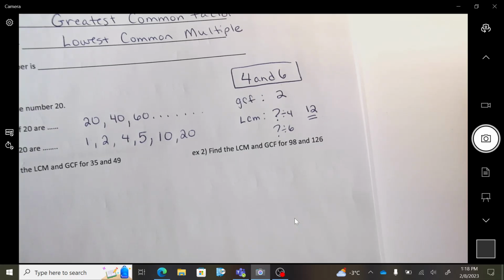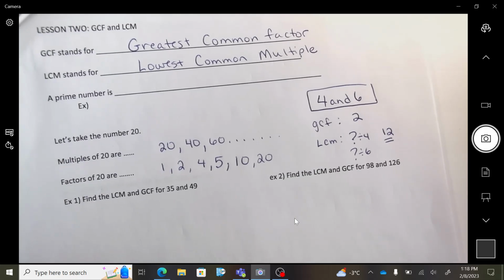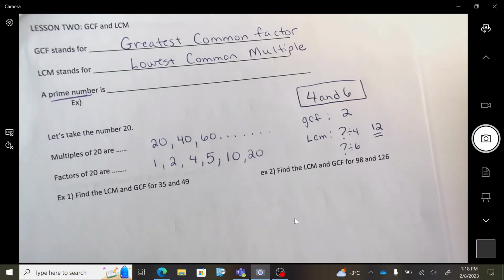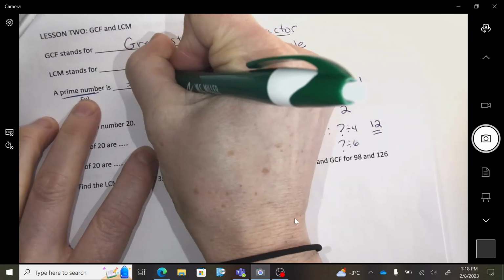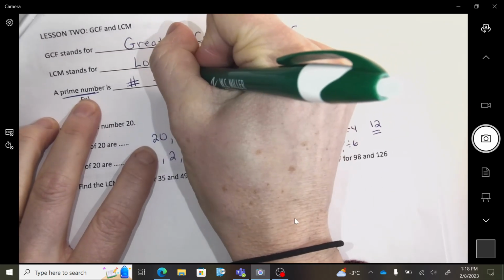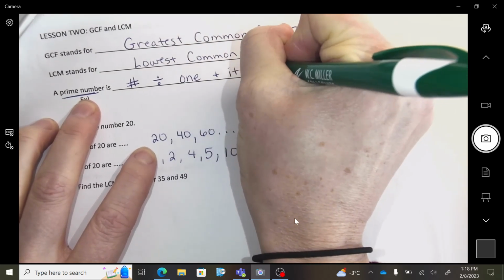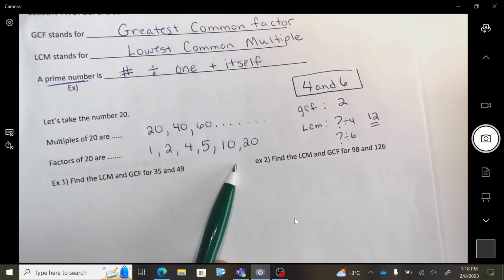Then we are going to need to know what a prime number is. Have you heard that term before somewhere? Prime number? What is it? A number that only has 1 and itself as factors. A number that can only ever be divided by 1 and itself, and that's it. So obviously 20 is not prime because I could divide it by a bunch of things, right?